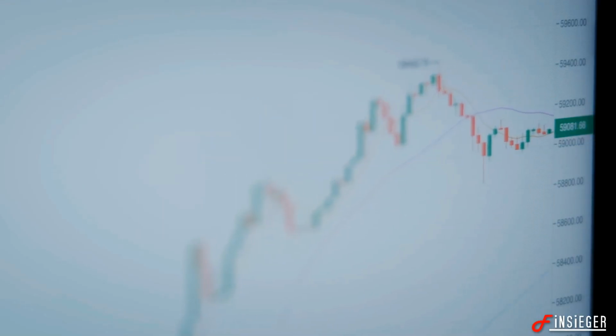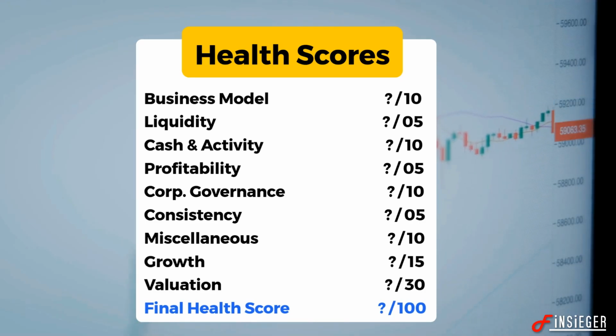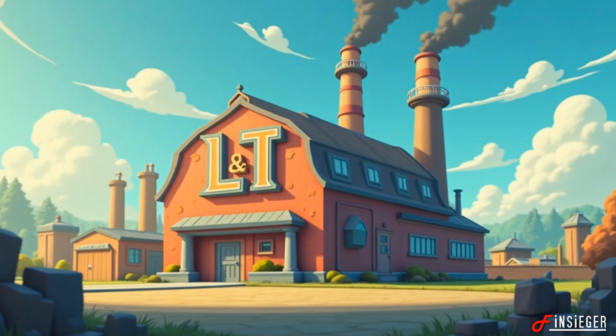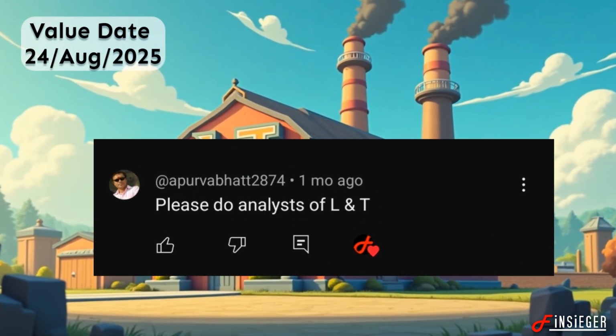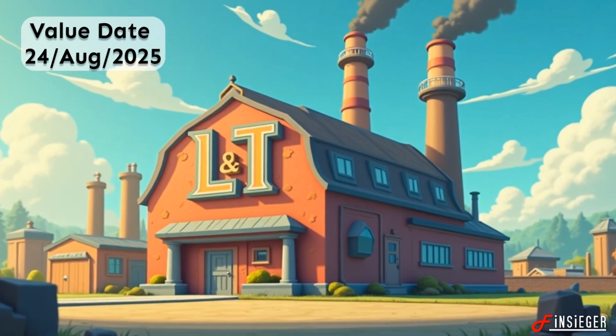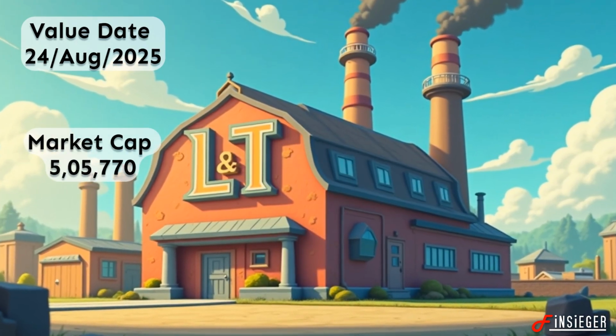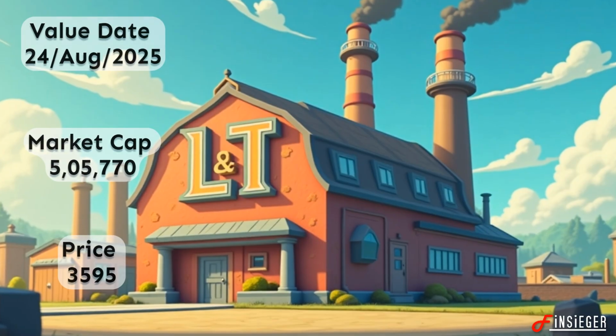In this series, we are going to look at certain parameters and get to the final health score of the stock requested by you in the comments section. Today's stock is Larsen & Toubro, which was requested by one of our amazing subscribers. It has a market cap around 5 lakh crores and a stock price around 3,600.